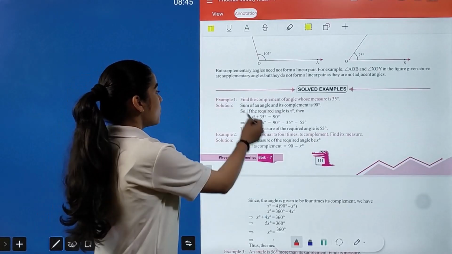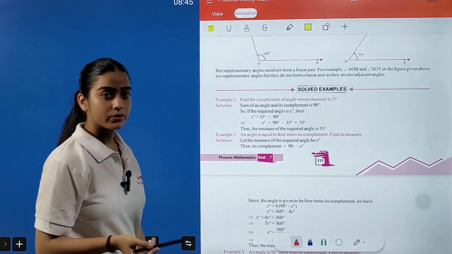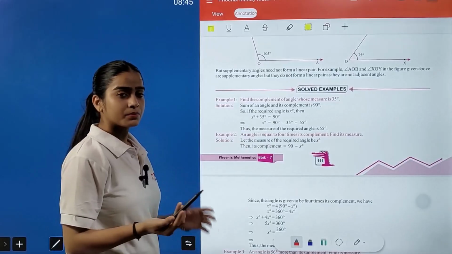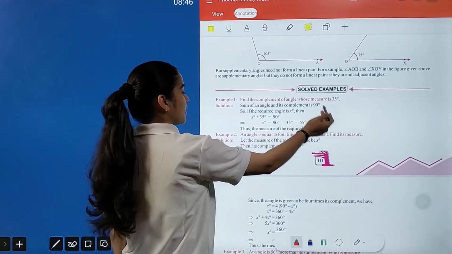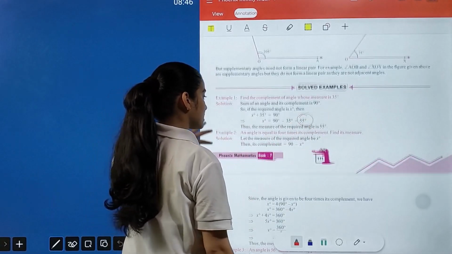Now find the complement of the angle whose measure is 35 degrees. So you have to find out the complement of 35 degrees. You already know complement means the sum of two angles is equal to 90 degrees. So simply you have to subtract 35 from 90 and you will get your answer, which is 55. The same thing you have to do here.